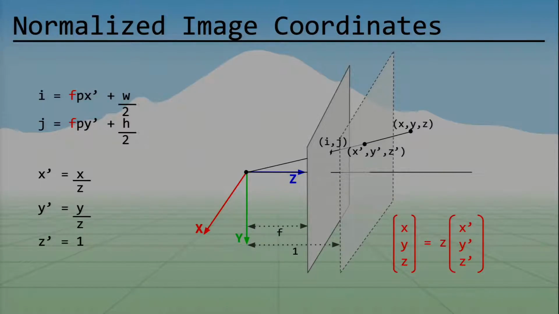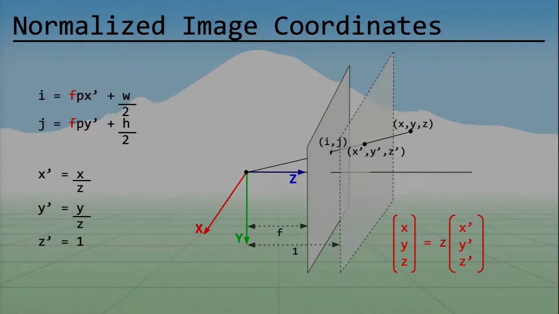I would also like to point out that the relationship between the full 3D coordinates and the normalized image coordinates is simply: take the normalized image coordinates, multiply them by the z-value, and you get the full 3D point. This is exactly the same setup as homogeneous coordinates, so it's very related.